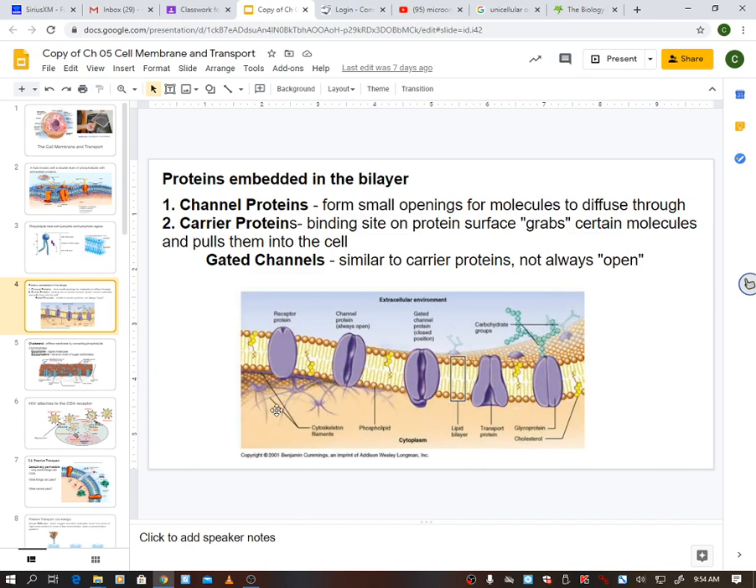Like if you look here at, let me see here, this protein right here, you can see where if something comes and sits right here, it will cause it to open up. Or this one right here, not always necessarily open, but this one is open. So is this one. That's a channel protein though.